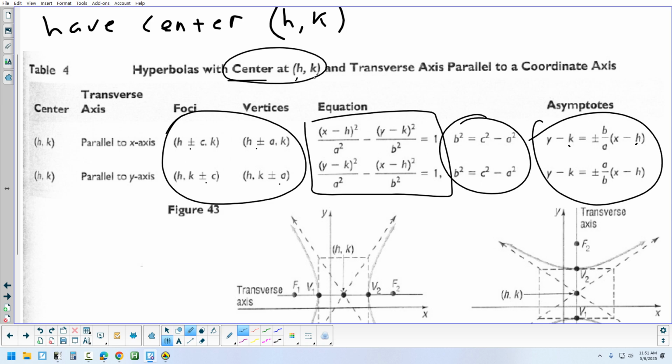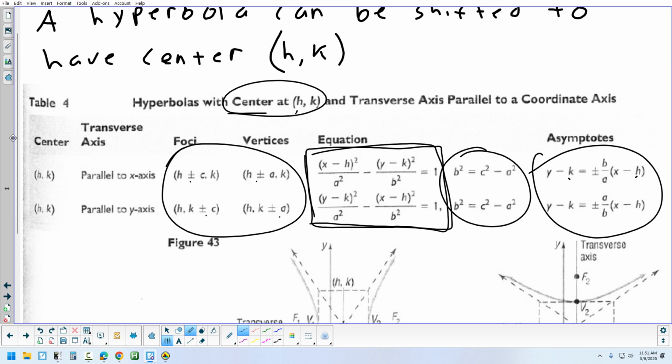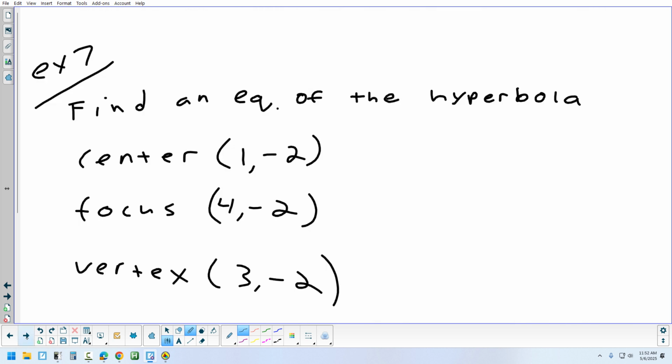All right. So as long as you know this box, you're good. We can figure out everything else. So the h and the k, those are the coordinates of the center. The h is always with the x, and the k is always with the y. You never change that. All right, let's try an example. So find the equation.